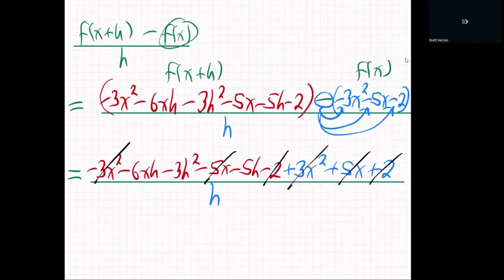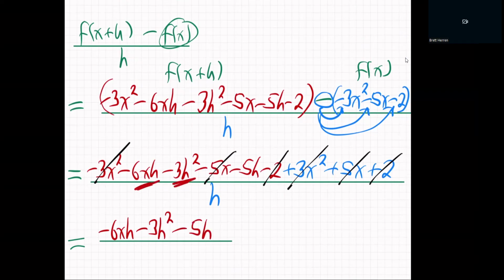All right, it's getting a lot better. What are we left with? We have minus 6xh minus 3h squared minus 5h, right? This term, this term, this term, all over h. Okay, we're close. We're close. What do we do now? Well, now we just cancel these h's.